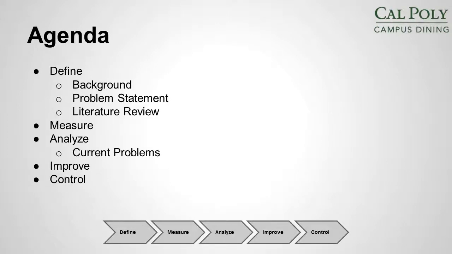Let's move into our agenda. We decided to focus our presentation on a DMAIC process, starting with define, measure, analyze, improve, and finally control. For the define category, we want to show you our background, problem statement, and finally the literature review. Then we'll move into measure, analyze, showing the current problems in the process, improve, and finally control.